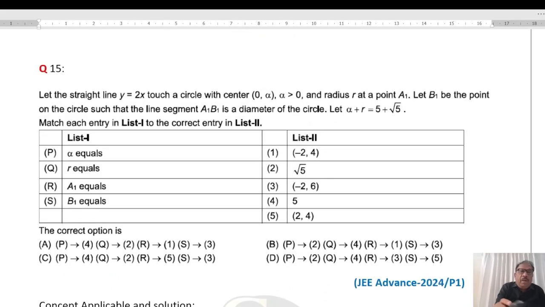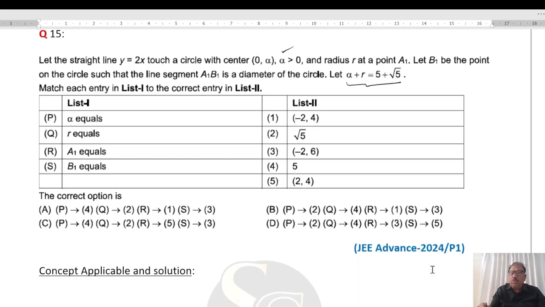The question is: let the straight line y equal to 2x touch a circle with center (0, alpha), alpha greater than 0, and radius r at a point A1. Let B1 be the point on the circle such that the line segment A1B1 is the diameter of the circle. Alpha plus r equals 5 plus root 5. This is the additional information. We have to match list 1 and list 2. The question is taken from JEE Main 2024 paper 1.